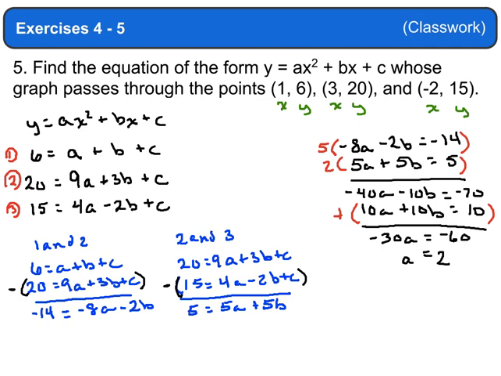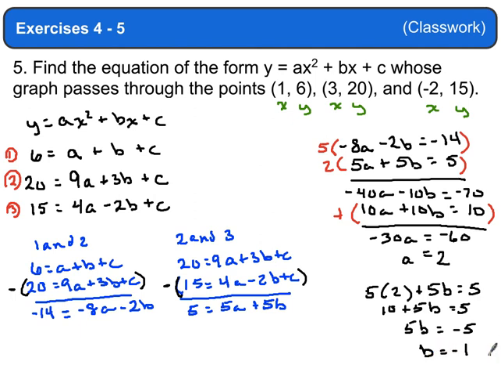Now that we have a, we're going to pick one of these 2 equations that we originally created here in blue. I'm going to choose the second one, and we're going to plug back in. So we're going to say 5 times 2 plus 5b is equal to 5. And so that's going to give us 10 plus 5b equals 5. We're going to minus 10 to the other side, so 5b will equal negative 5. And divide by 5, b will equal negative 1.